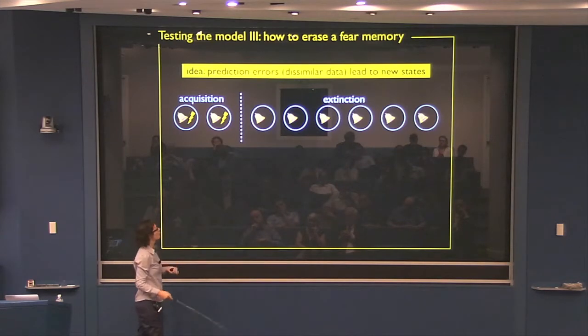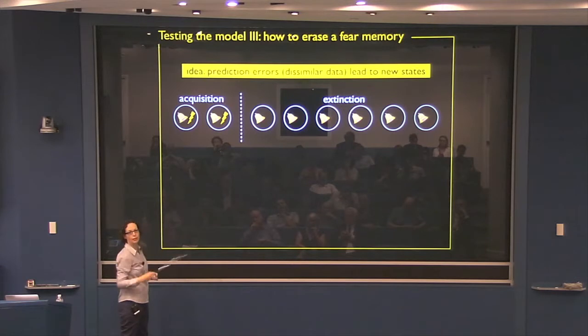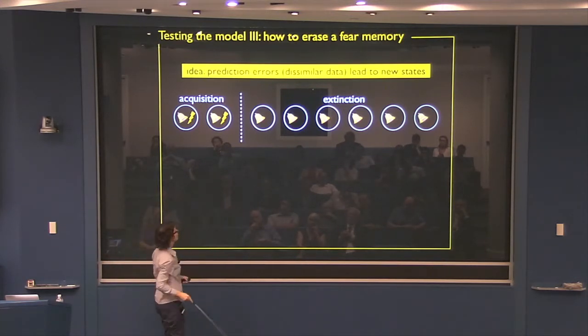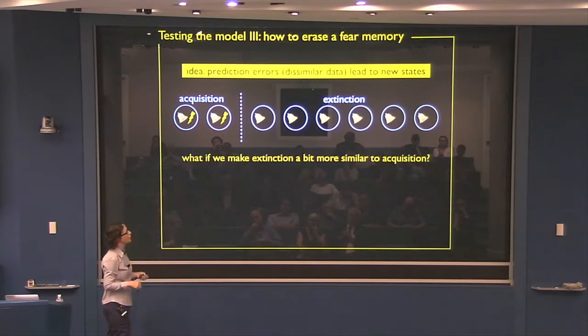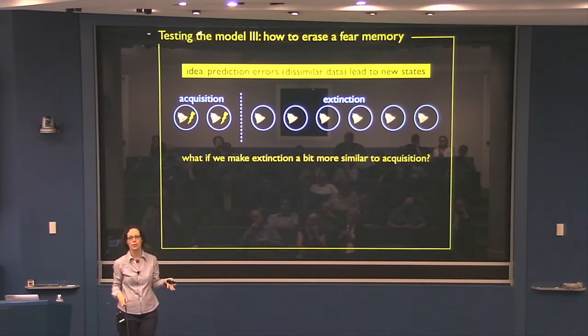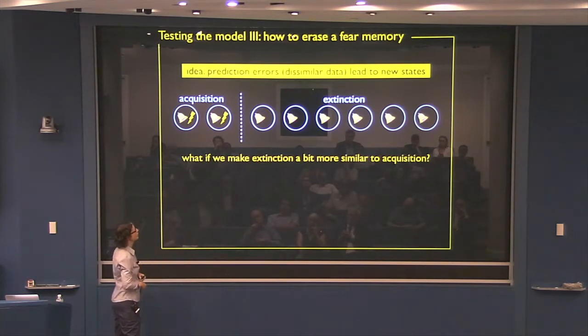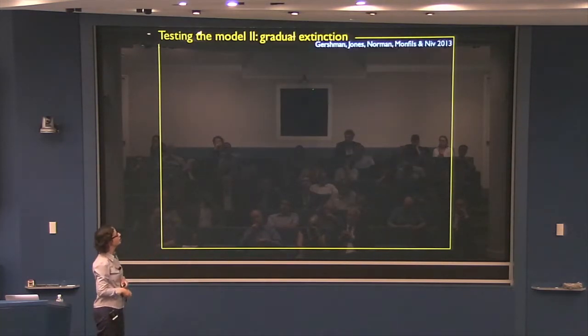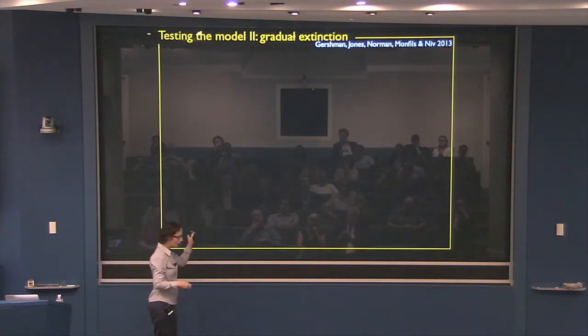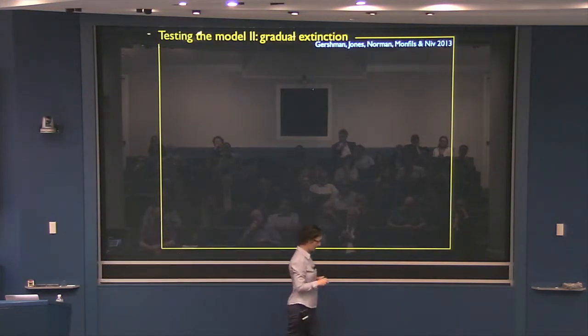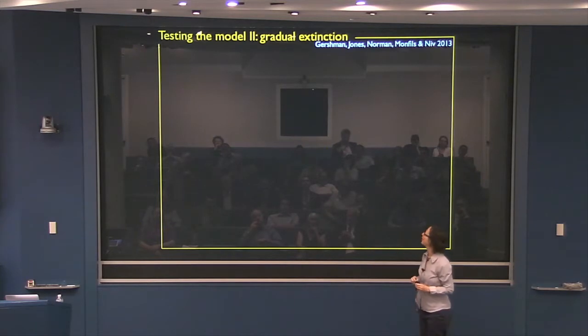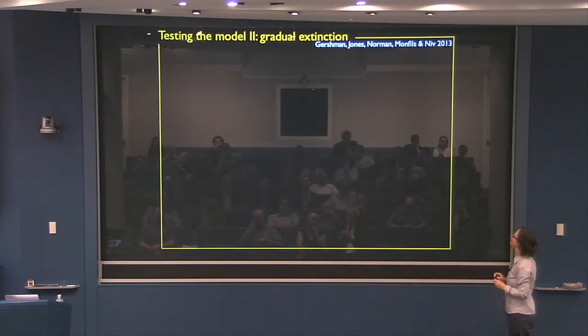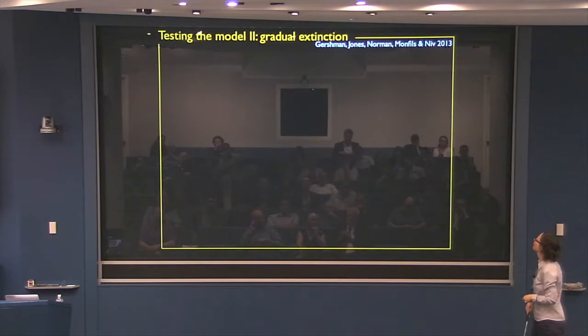But we know what we want. We want to coax the animal to continue updating this memory, this cluster, and to put all these trials in that cluster. So the question is, what if we make extinction just a little bit more similar to acquisition? So it's not that different and does not generate the new cluster. So that's what we did. Everything that I'm saying, by the way, is work by this student, Sam Gershman, the magical Sam Gershman. Did a lot of work very quickly.